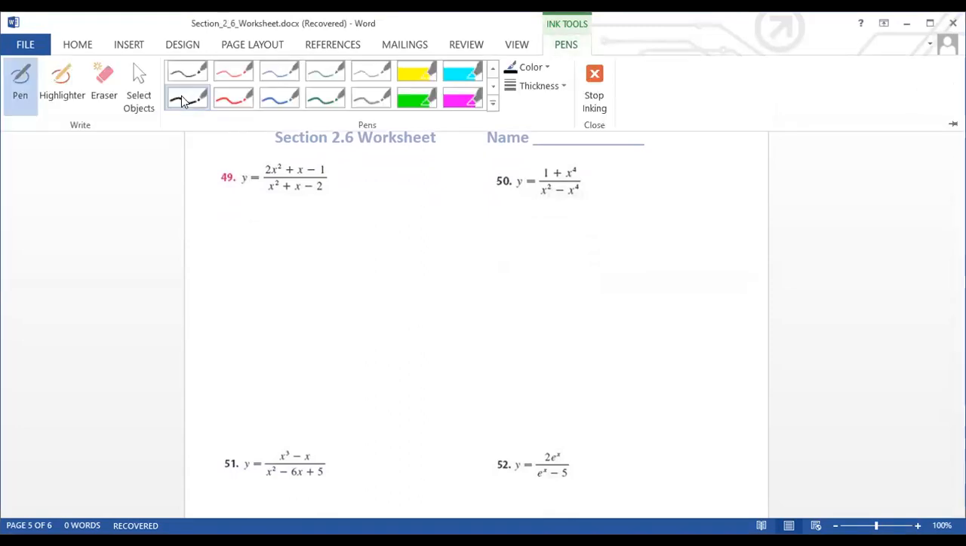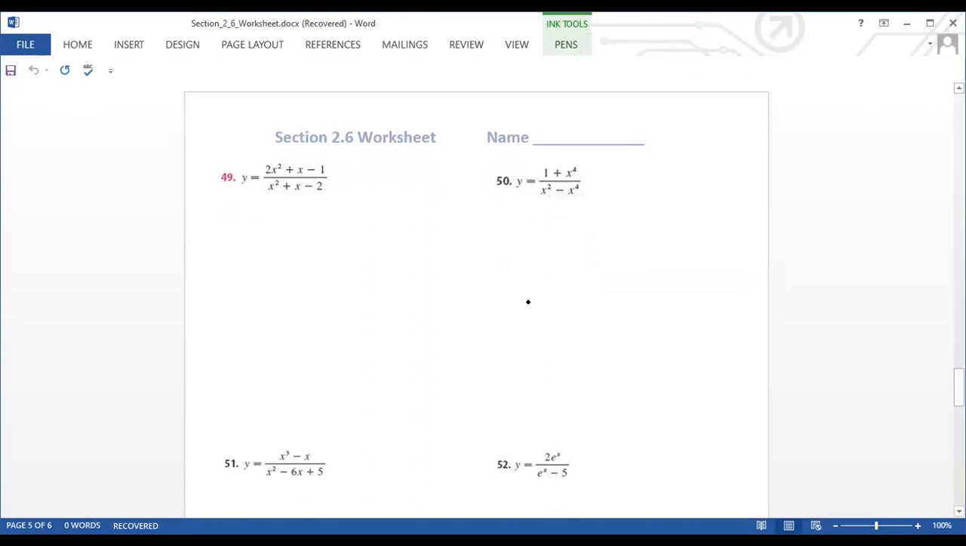Let's try to do a couple more. The one more I'd like to do is problem number 50. For this one, like I said, typically with these types of problems, if I can factor, I will factor first. So here I take out x squared, then I can factor more. This is 1 plus x to the fourth, then x squared, then 1 minus x, 1 plus x here. Still nothing I can factor out. I cannot cancel with the numerator.